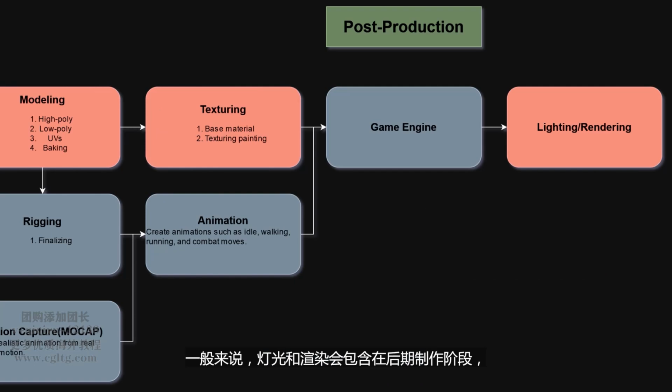Generally speaking, lighting and rendering will be included in the post-production stage. But because this course does not cover the game engine part, we can integrate lighting and rendering directly into the production of the asset. After lighting and rendering are completed, the final finishing touch can be done. Now it's time to move on to specification.